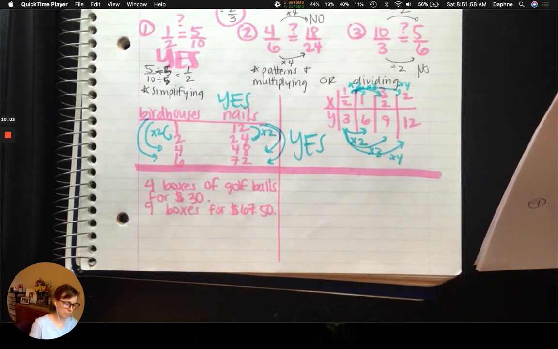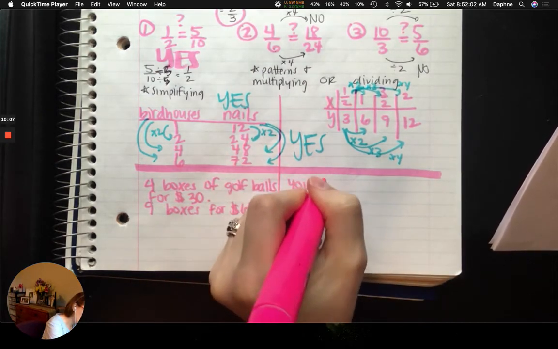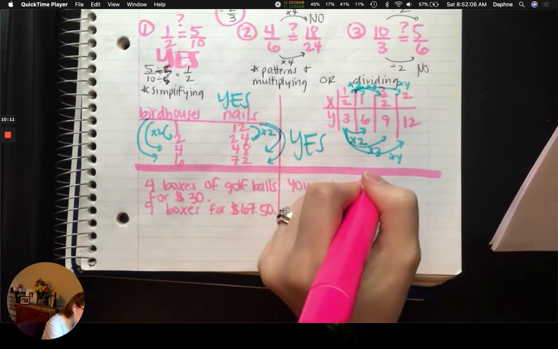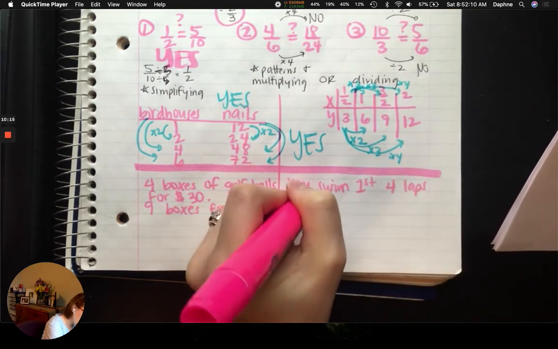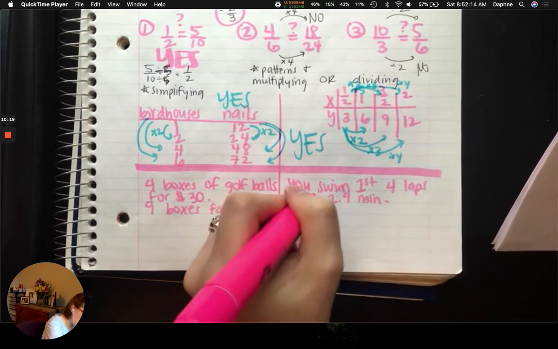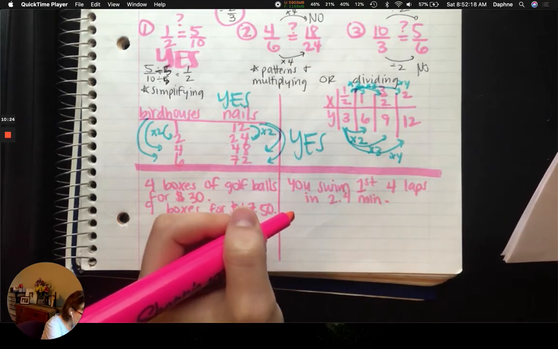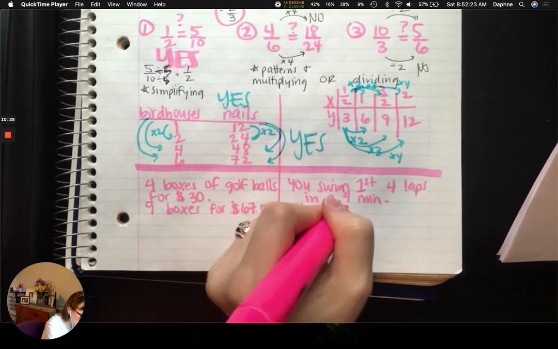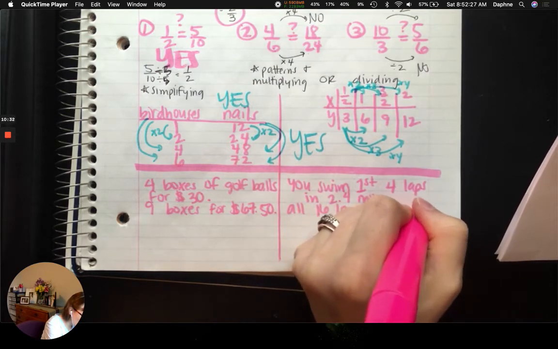So I'm going to pause it, write down your 2 rates or your 2 ratios and see if they're equivalent. The last one, so you swim your first 4 laps in 2 4/10 minutes. Then you do all 16 laps in 12 minutes.